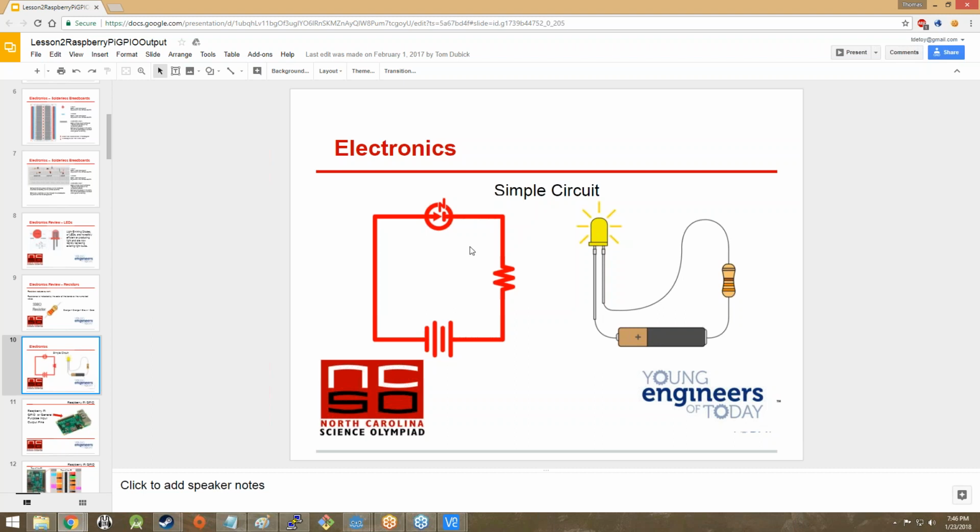a battery. Are you asking what's the squiggly right here? Yeah, okay.